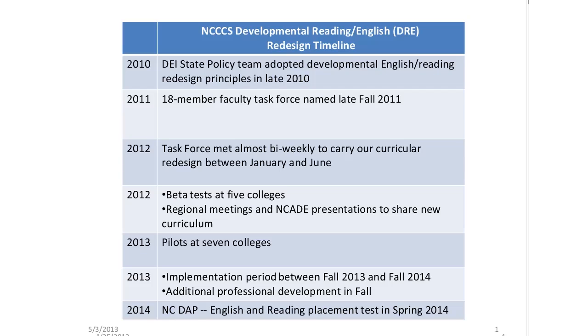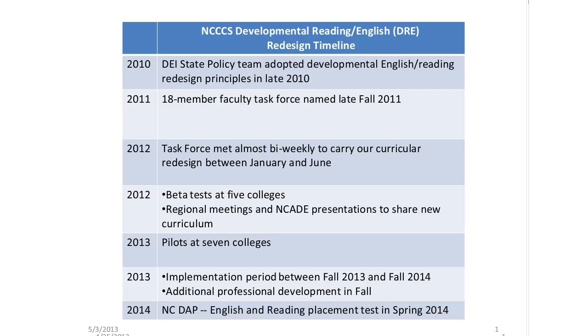The principles that have guided the English and reading curriculum redesign were adopted by that state policy team in 2010. In 2011, an 18-member faculty task force was convened based on a nomination process and a number of external reviewers. That task force did the bulk of their curriculum redesign work in the first 6 months of 2012. We met biweekly to carry out that curricular design, mainly in the central part of the state, and had a couple of opportunities to do an overnight, extended meeting as well.